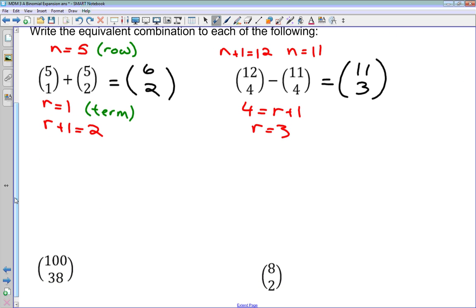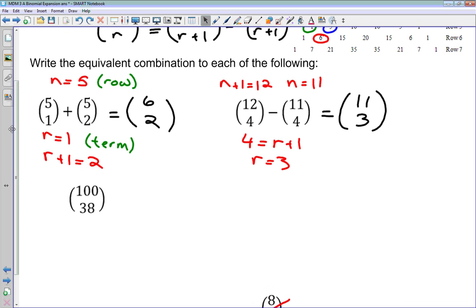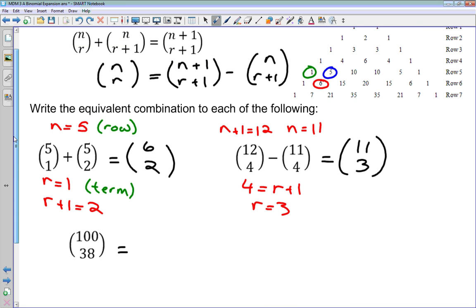So let's just look at one more here. We won't do this one down here. Say we've got 100 choose 38. How can we rewrite this in terms of Pascal's triangle? Again, we just see a single combination here, so we want to look at the rearranged form: n choose r is equal to n plus 1 choose r plus 1 minus n choose r plus 1. So we're going to have two combinations that we are subtracting.